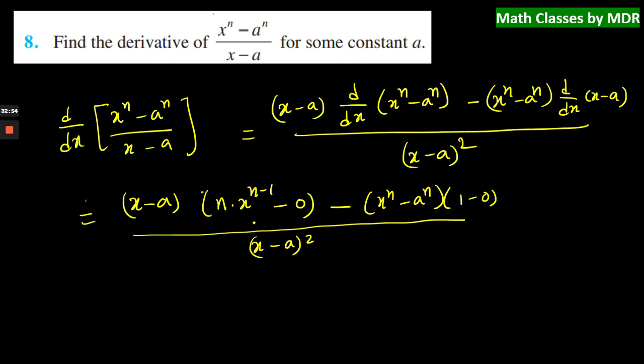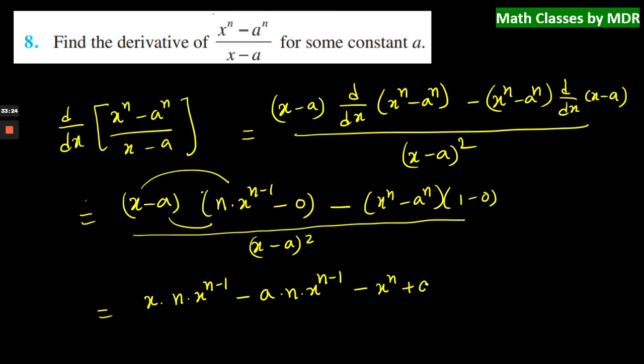Let us simplify it. We have x minus a into n into x to the power n minus 1, right? And here we have x power n minus a to the power n. Now on simplifying it, we will get x into n into x to the power n minus 1 minus a into n into x to the power n minus 1, just multiplying x with this, a with this. So minus x power n plus a power n. Minus of x power n is minus x power n.